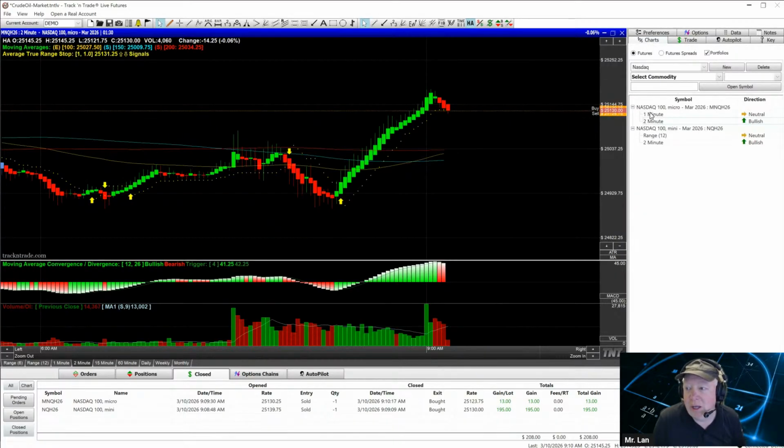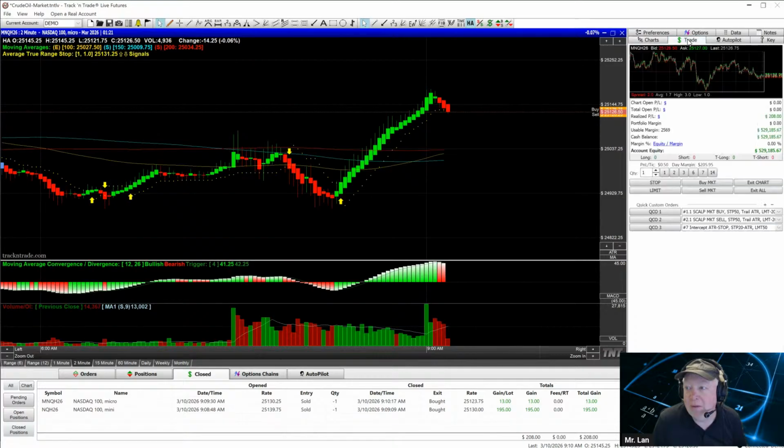So this is the NASDAQ 100 micro. This is the NASDAQ 100 mini. And so if we go back over to the micro, this is the micro, back over to order trading. Now, that's two ways of using market orders to get into the market.